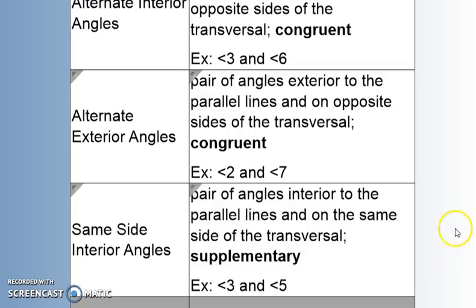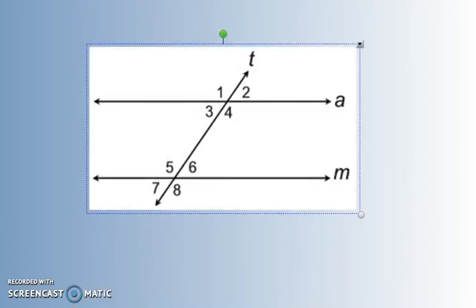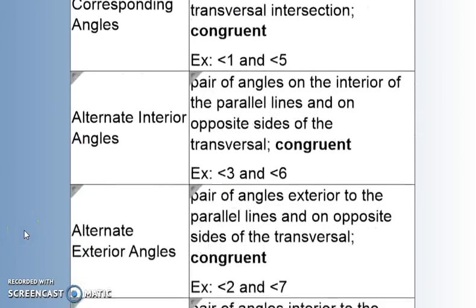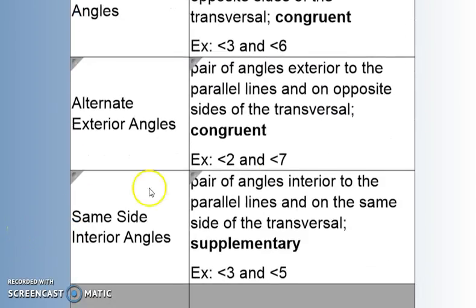So my example in this is angle 3 and angle 5. If I look at 3 and 5, they're both inside of the two parallel lines and they're on the same side of the transversal. So we call them same side interior. Same side interior angles are supplementary.